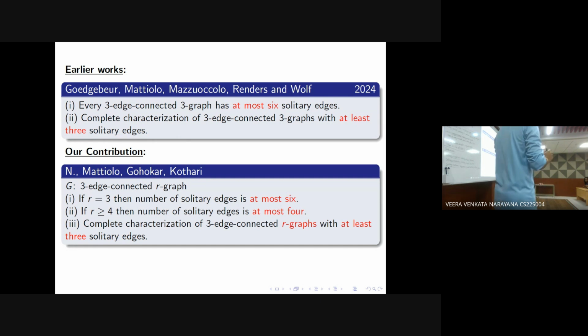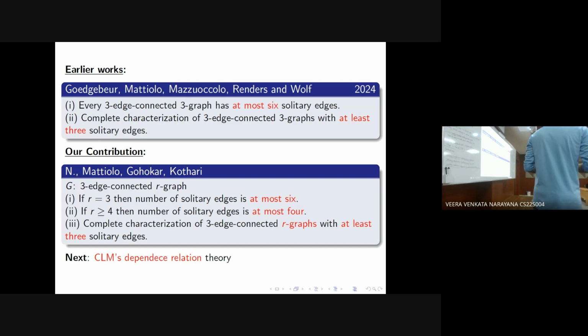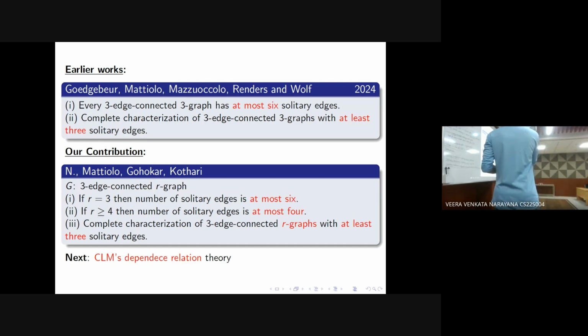So I think the problem statement is clear. Now in this talk, I'm going to present a proof of the first 2 parts of this theorem. For that, we are using CLM's dependency relation theory, so now we'll look into that. To prove our main contribution, we are heavily using the CLM's dependency relation theory. Now let's see what this theory is.